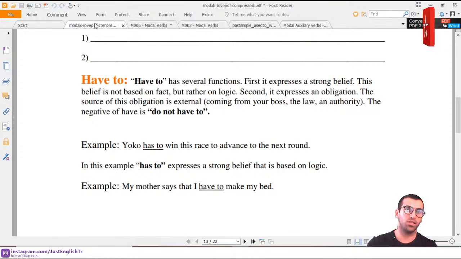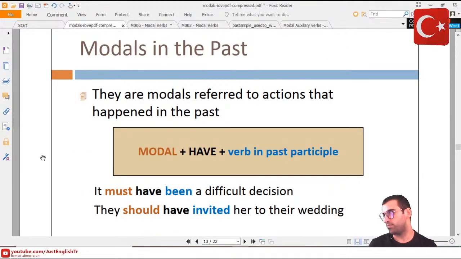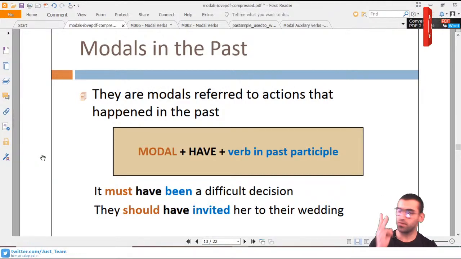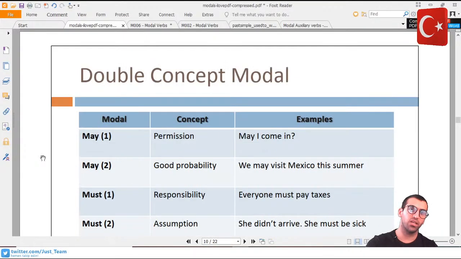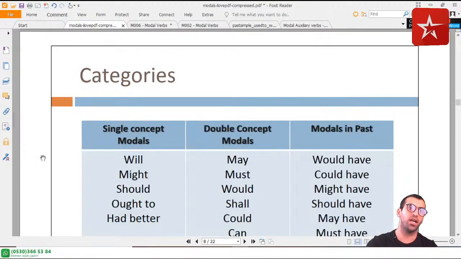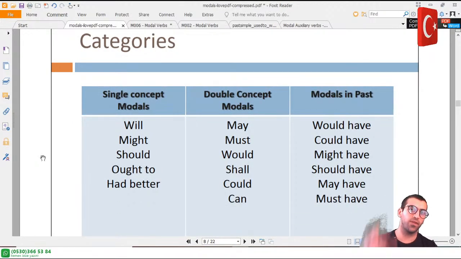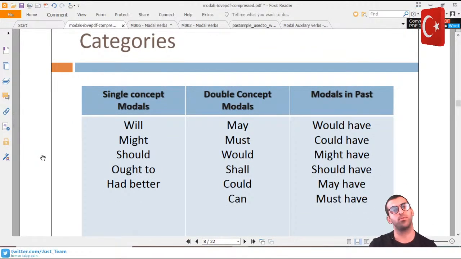So let's continue. Modals in the past. Time to talk about modals in the past. As you know, we had 3 categories. The first category was about single concept modals. The second category was about double concept modals. The third category is about modals in the past.